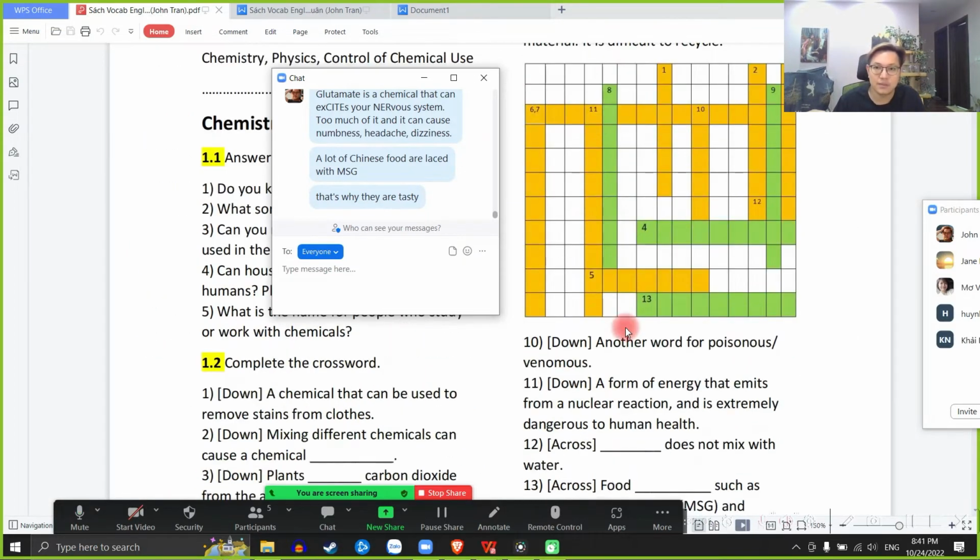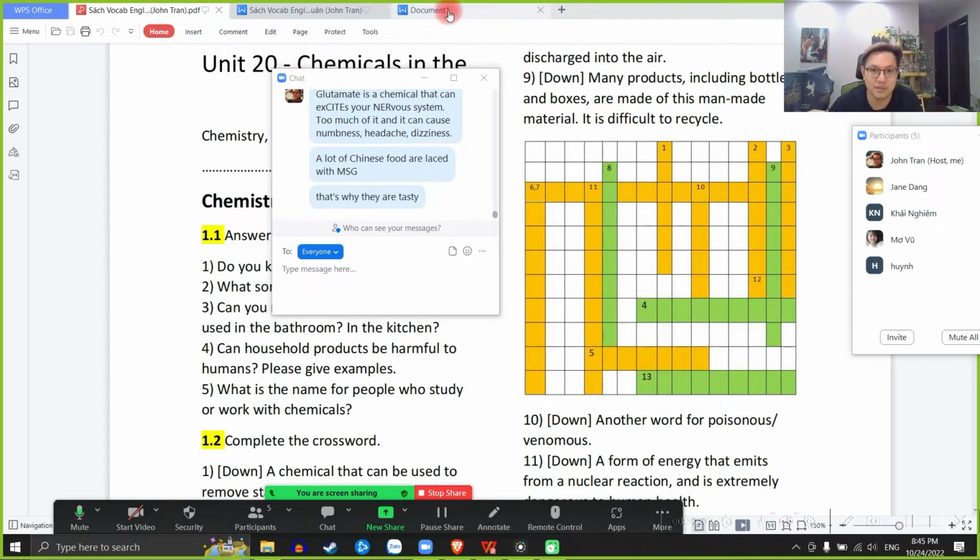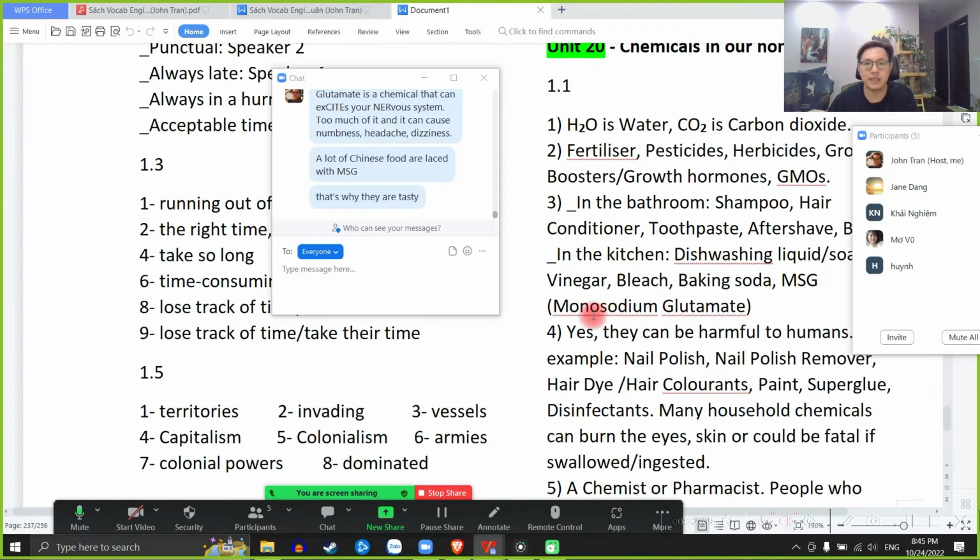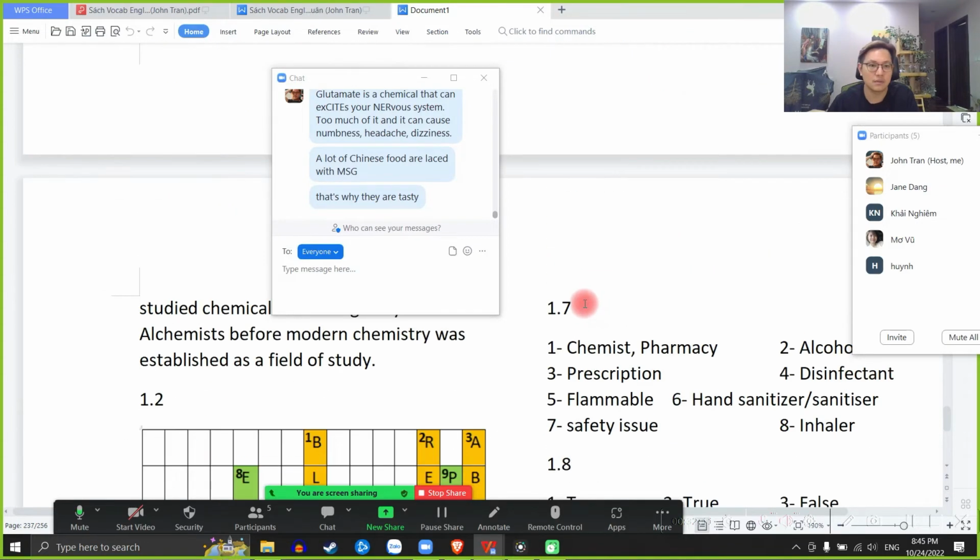Alright, please do this crossword. Okay, you have 3 minutes. Cho các bạn 3 phút á. Okay, should not be too difficult. So the answer can be found here.